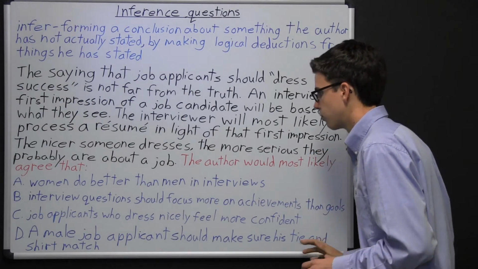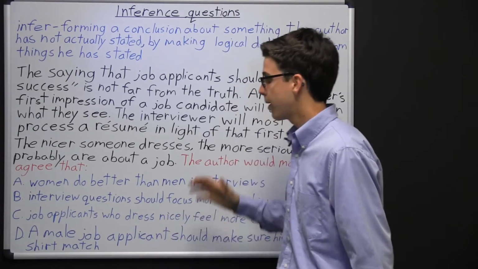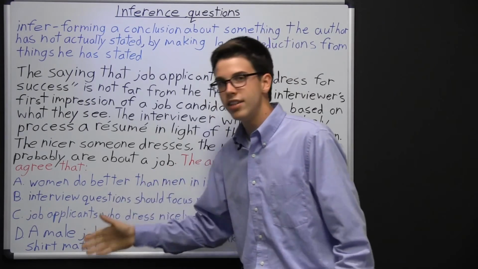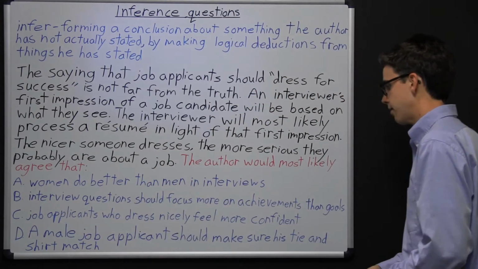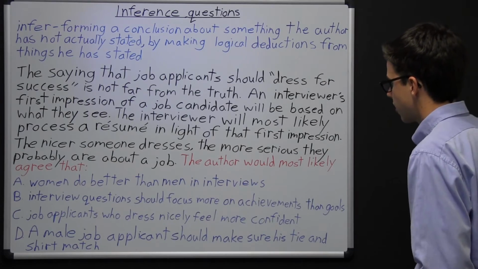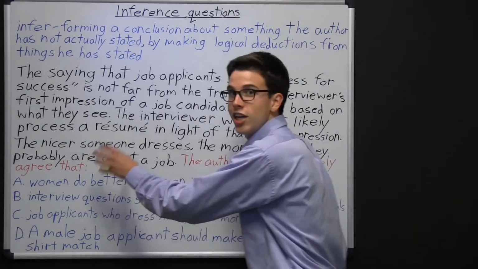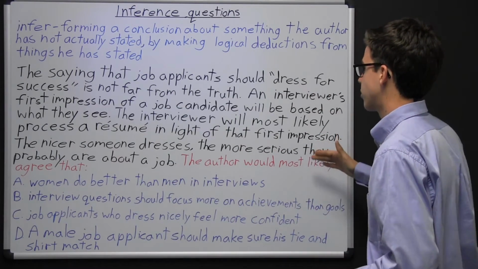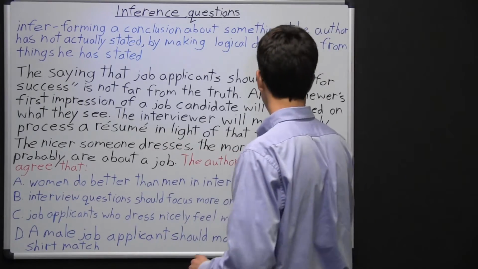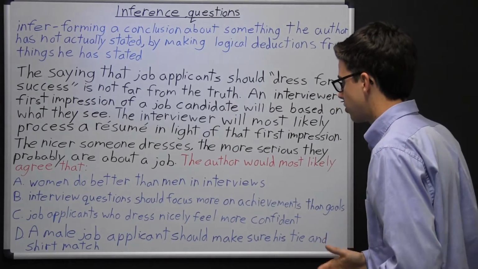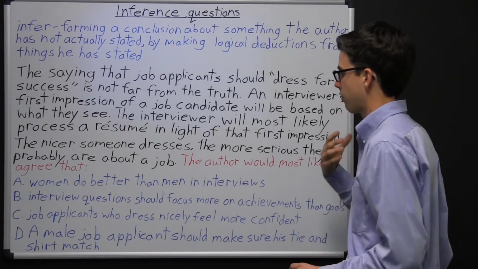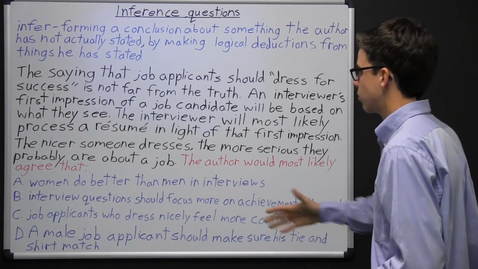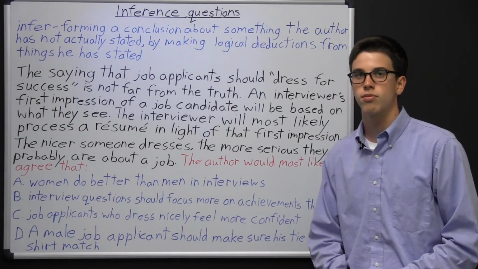So we come to D. So pretty much we can already conclude that D is correct by process of elimination. But we don't want to just stop there. We want to go ahead and dive into this and see if D really is the correct answer. So it says, a male job applicant should make sure his tie and shirt match. Now you may be thinking, this passage never talks about matching or ties or shirts, but this is still the correct answer. Because remember, we're talking about making a good first impression. This last sentence says, the nicer someone dresses, the more serious they probably are about a job. So one way to dress nice is to be matching. And you match well, and you look nice, you make a good first impression, and you dress for success. So D is the correct answer.